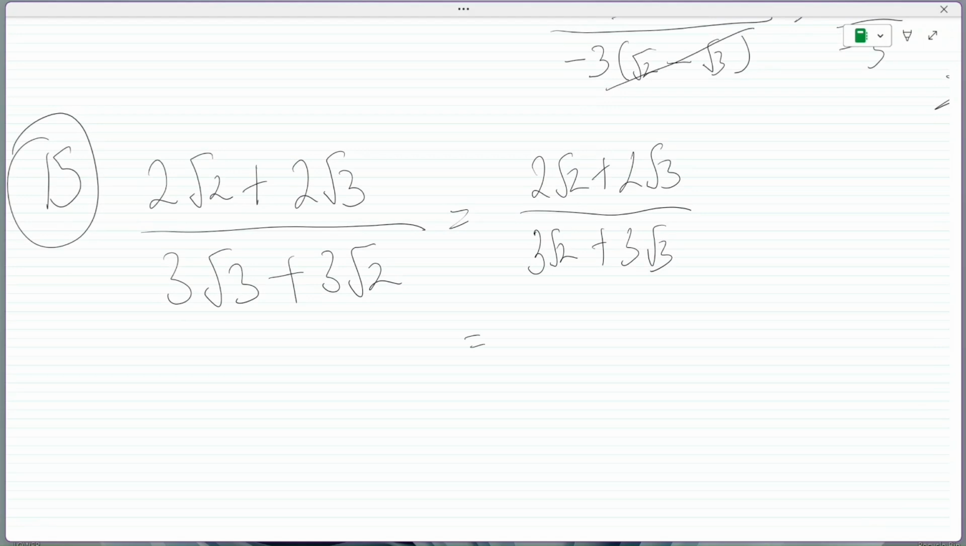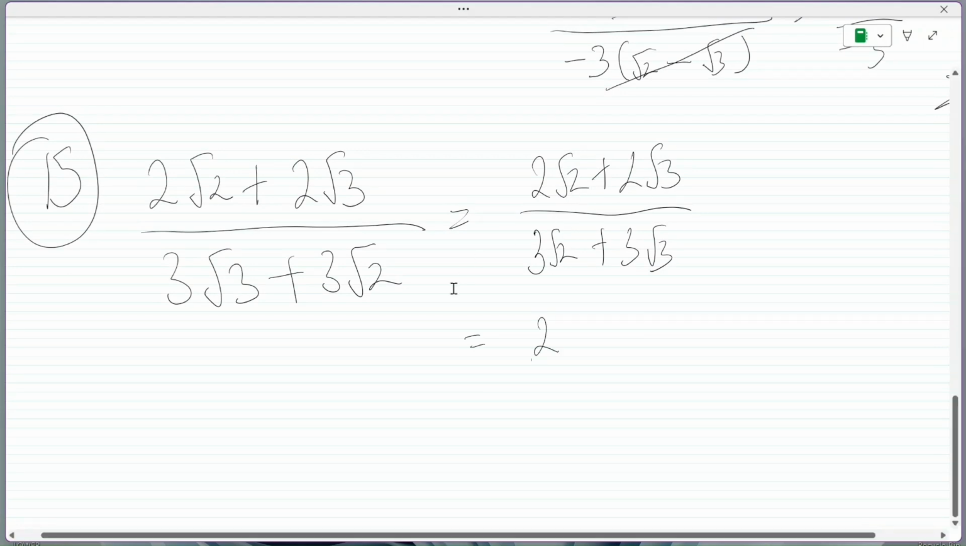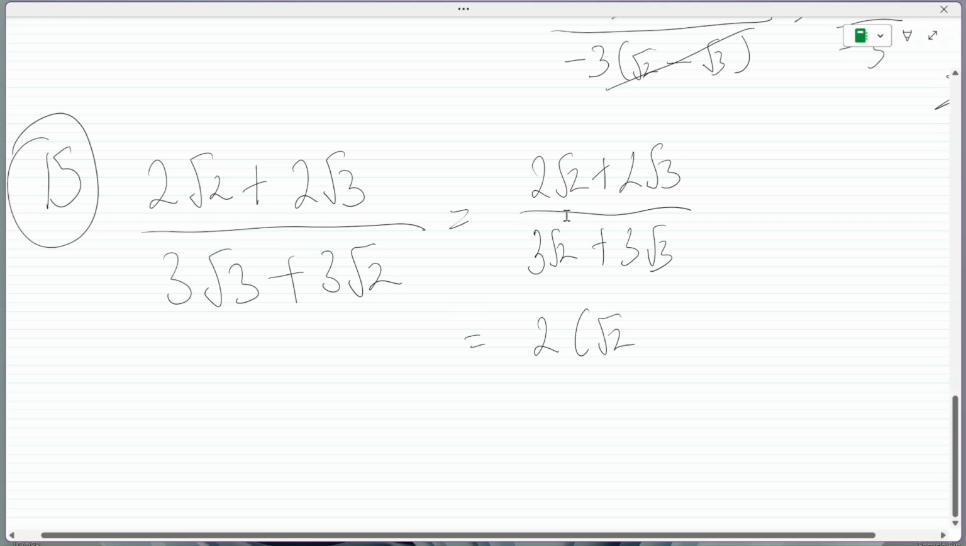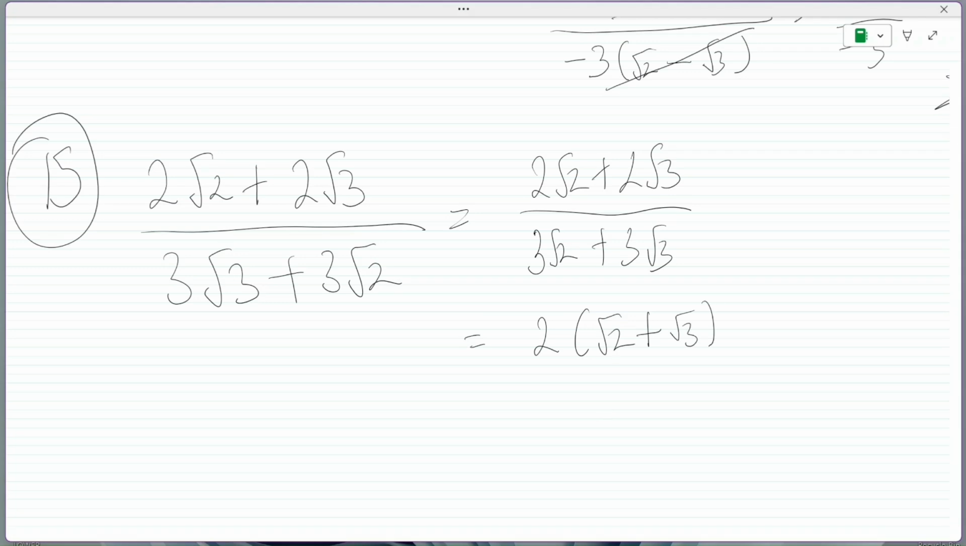We have equals, 2 is common at the numerator. If you take the 2 whole number from the 2 root 2, you'll be left with root 2. It's taking these 2 off, you'll be left with root 2. Since it's positive, you can have your positive here. Since you brought out 2, you take out this 2 whole number from this 2 root 3, you'll be left with root 3. Close your bracket, over.